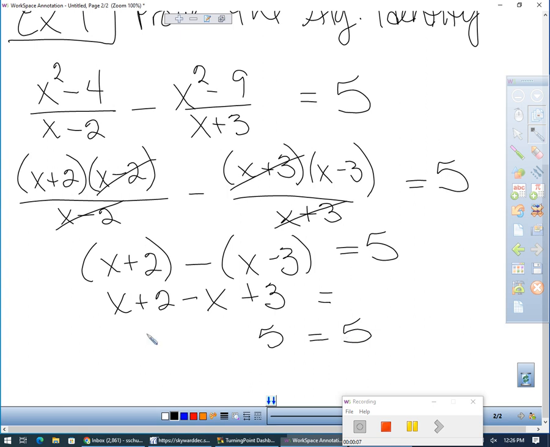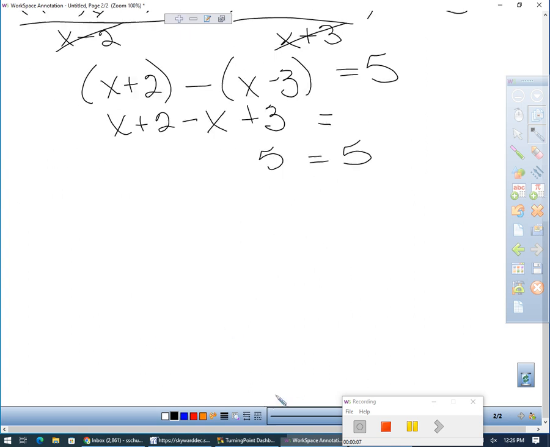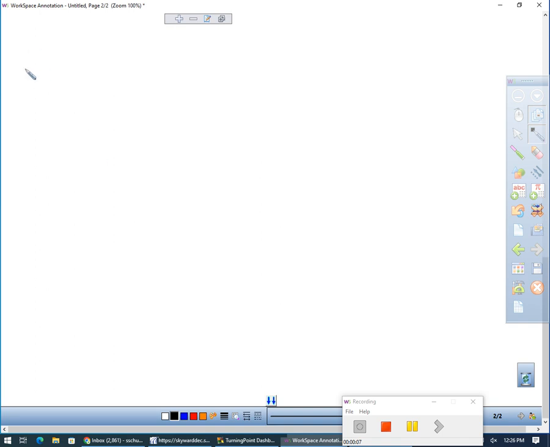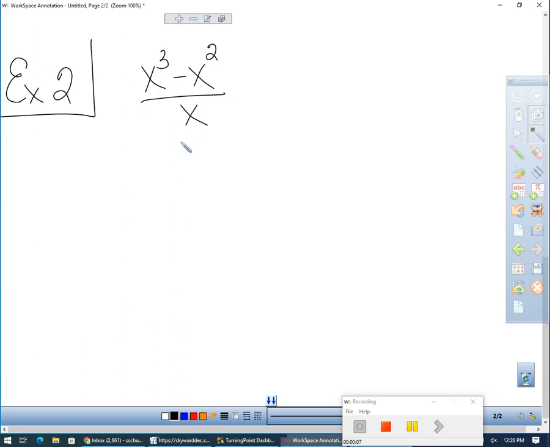Okay, so here we go. Let's do another one with algebra. So you guys can tell me what you want to do. So let's try this. Example number 2. Let's go with x to the third minus x squared over x minus x minus 1 times x plus 1. And I want to show that this equals 1 minus x.